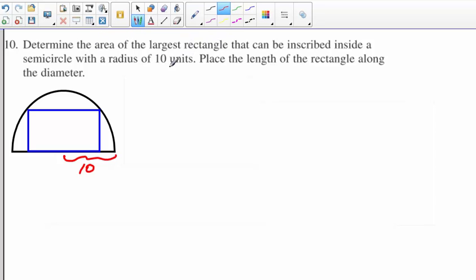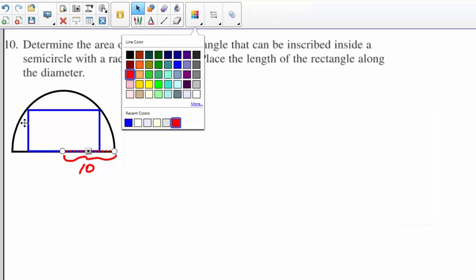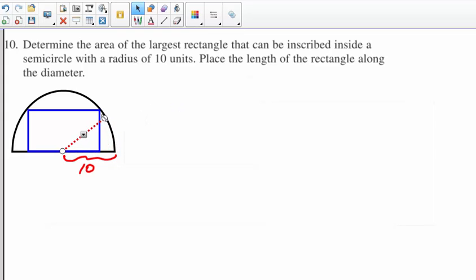So the real key here is to recognize that if this is the radius of the circle, I need to make use of that inside my rectangle somehow. And well, if we rotate along the edge of the circle, we see that the radius forms a diagonal that basically goes from the midpoint of our rectangle to the corner. That of course allows us to establish a right angle triangle in here. We're going to have a hypotenuse of 10.